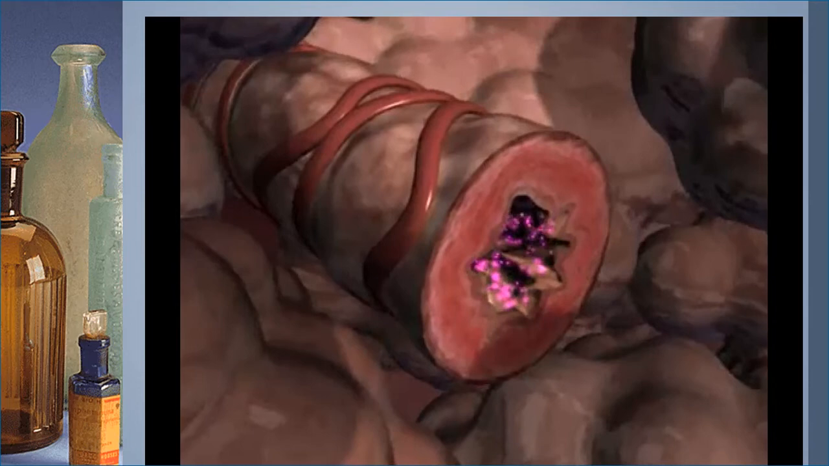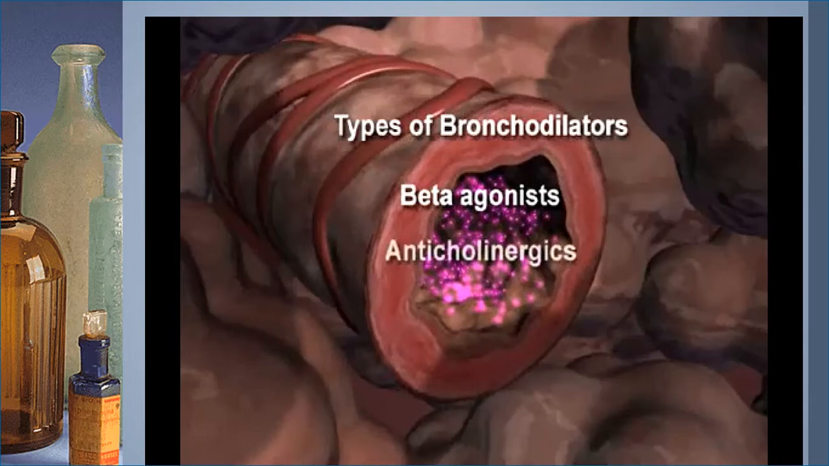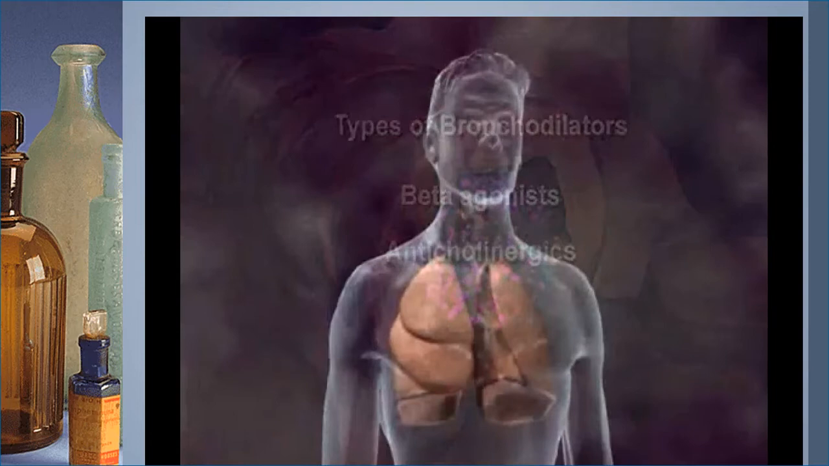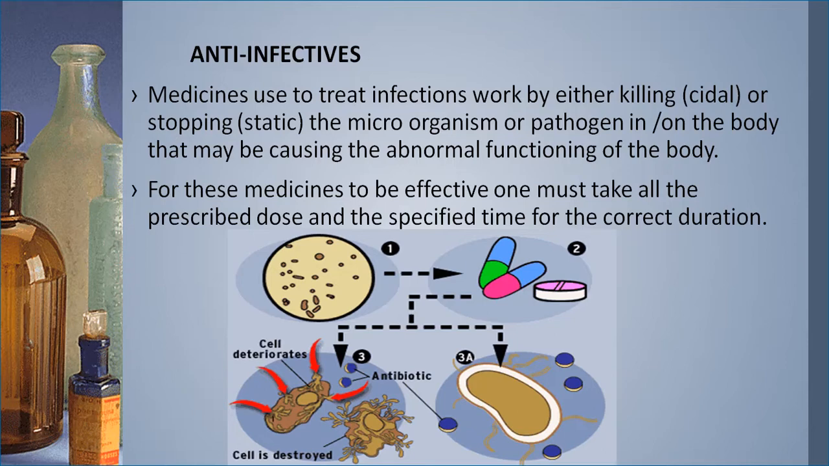You can see the medicine is the pink one covering and is opening up. And the names of some of these medicines is what we have seen on the screen, beta agonists and anticholinergics. All right, so for patients with asthma, that is how it works. So we just saw how medicines that are used for non-infectious disease work.